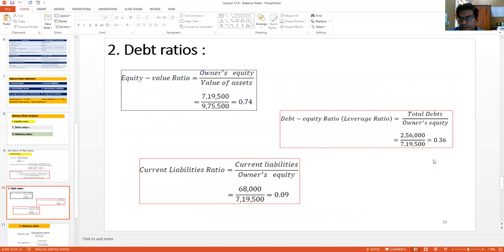Then we have the debt ratio. All these ratios should be less than one. In the case of liquidity ratios, all these ratios should be more than one. Only if it is more than one, it means the farmer's current financial position up to 3 years is sound. So for the debt ratio, we have the equity value ratio, debt equity ratio, and current liability ratio. Debt equity ratio is also called the leverage ratio.